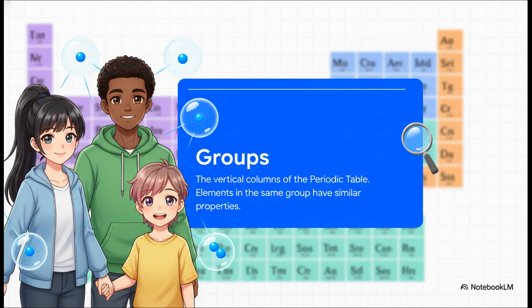अब आप सोचेंगे, why do they act like a family? It's because they all have the exact same number of electrons in their outermost layer, or what we call a shell. और यही outer electrons decide करते हैं कि एक element दूसरे elements के साथ कैसे react करेगा. And that is the real magic of the periodic table. It lets us predict how an element is going to behave.